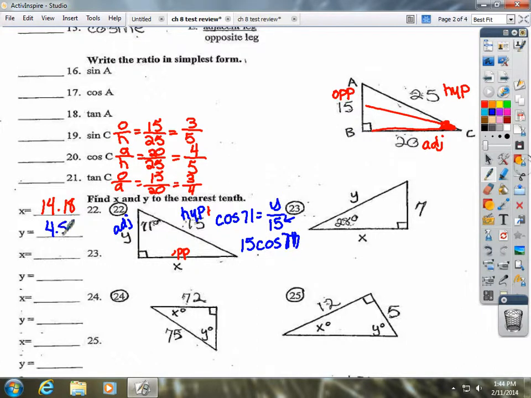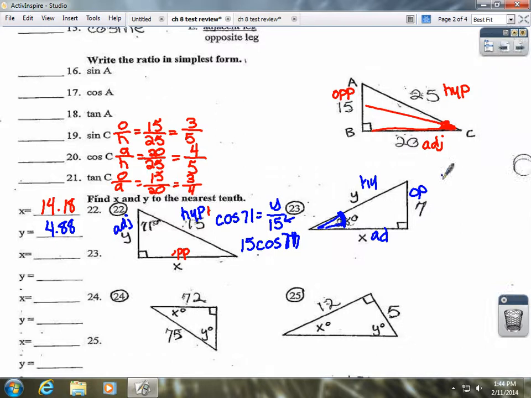Alright, now I have this angle here. Moving on to the next problem. This is 28. I have the opposite, this is the adjacent, and this is the hypotenuse. I have the opposite. I want the hypotenuse, so I'm going to use sine of 28 equals the opposite, which I have, 7, over my hypotenuse, which I don't know.